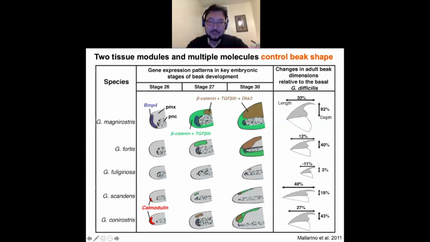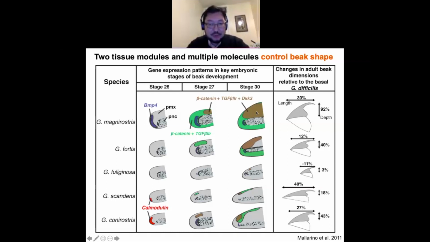From early to mid to late stages, we're seeing cartilage here, shaded gray, playing a role early on. Then the bone forms, shown in brown, with different dynamics in different species. In very deep bills, bone is prevalent, whereas in the longer bill species, cartilage is the main tissue. And of course, all these genes like BMP4 here, beta-catenin, calmodulin, they all play a role in regulating distinct beak shapes in different species.